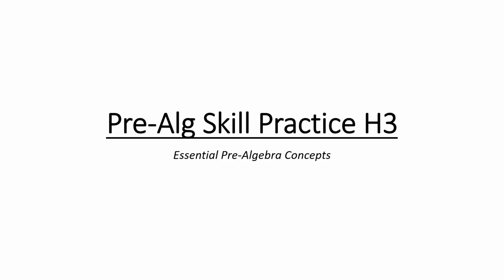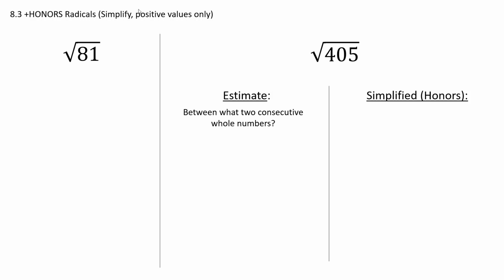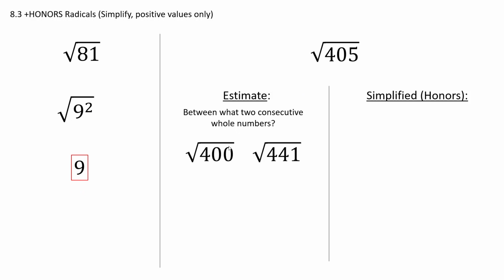Okay, we've got square root of 81. We've got square root of 405. Square root of 81, hopefully you know, is going to be 9 times 9, 9 squared, so anything squared can come out front. It's going to be 9. Between what two consecutive whole numbers? Well, this would be square root of 400 and square root of 441. That's going to be 20 and 21. It's going to be between.